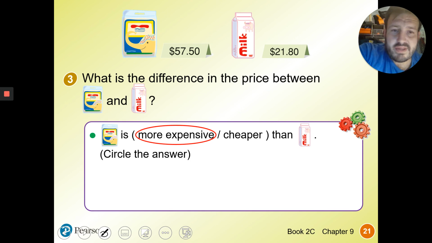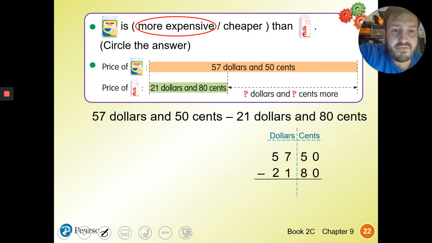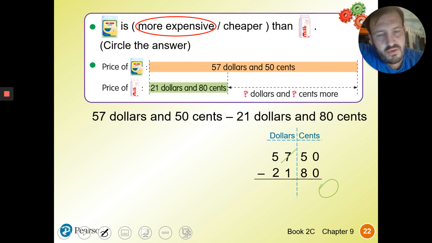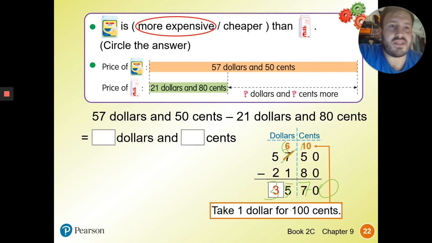This is obviously more expensive. So now we've just got to find the difference between the two of them, and difference is subtraction. 0 minus 0 is 0. 5 minus 8, we can't do it. So we take our 5 and add it on there. Now we've got 15 minus 8, which is 7. And now 6 minus 1 is 5. 5 minus 2 is 3. We've got hopefully an answer of $35.70.